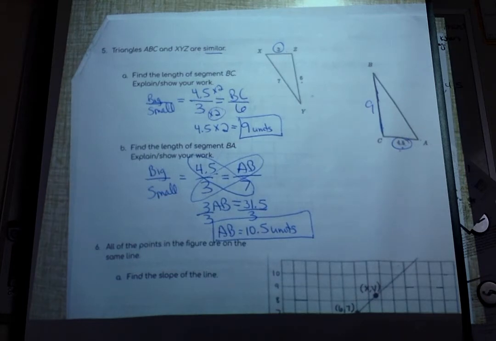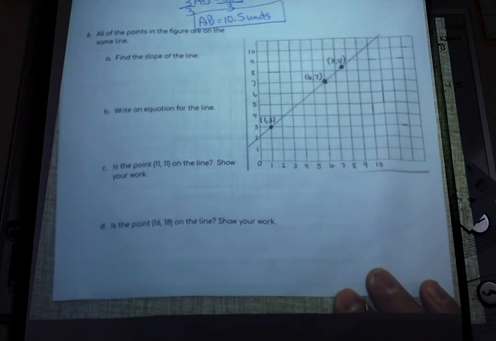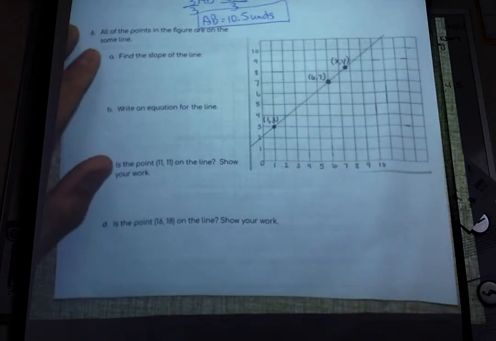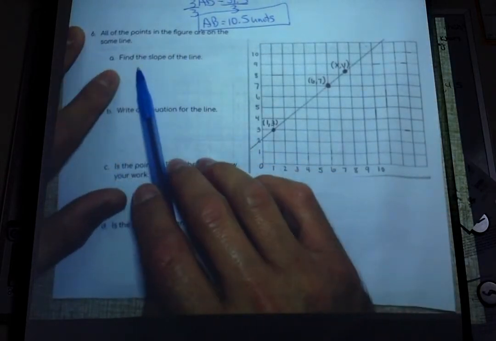Moving on to number 6. Number 6 is all the points of this figure are on the same line.